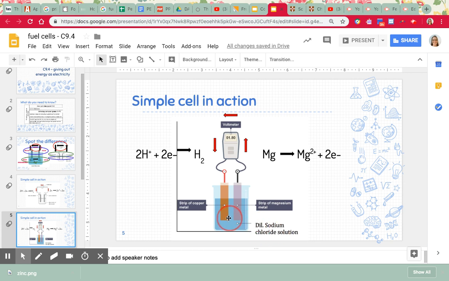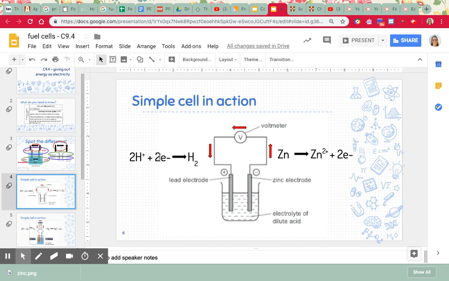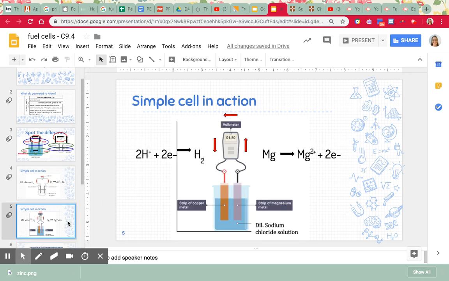So what have we got? We've got H+ and we've got Na+. Well, the sodium is more reactive than the hydrogen, so the hydrogen is going to come here and form hydrogen gas because the sodium wants to stay as an ion. So you've got 2H+ + 2e- makes H2 gas again, which is exactly the same half equation as we had before. So the hydrogen is going to bubble off here. So that's two simple cells in action.